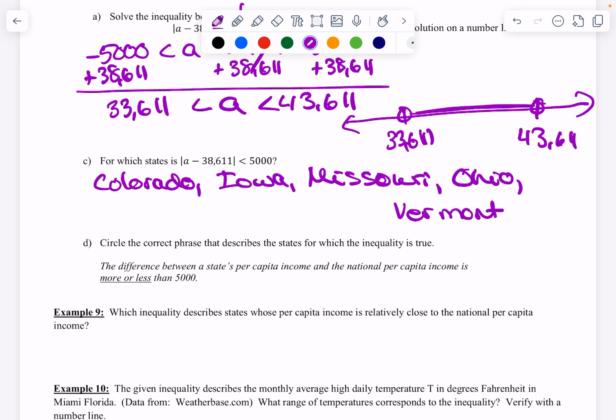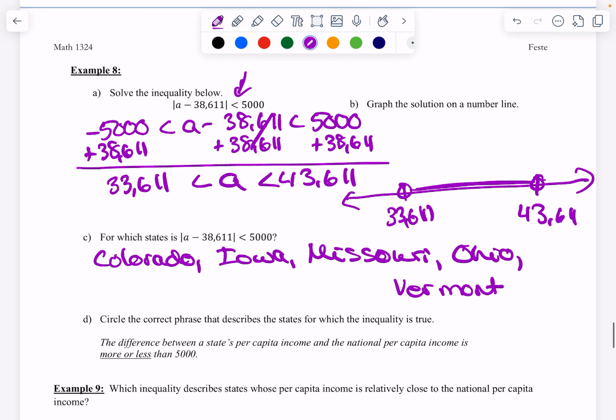So circle the correct phrase that describes the states for which the inequality is true. The difference between a state's per capita income and the national per capita income is more or less than 5,000. Well, if we look at, again, the inequality sign here, it is less than 5,000.